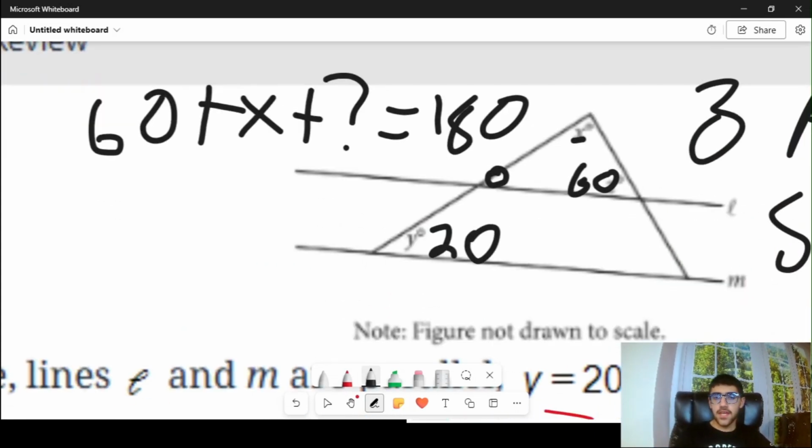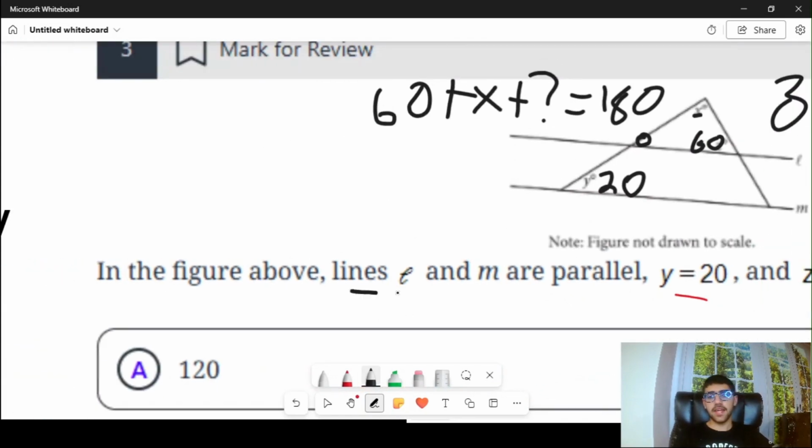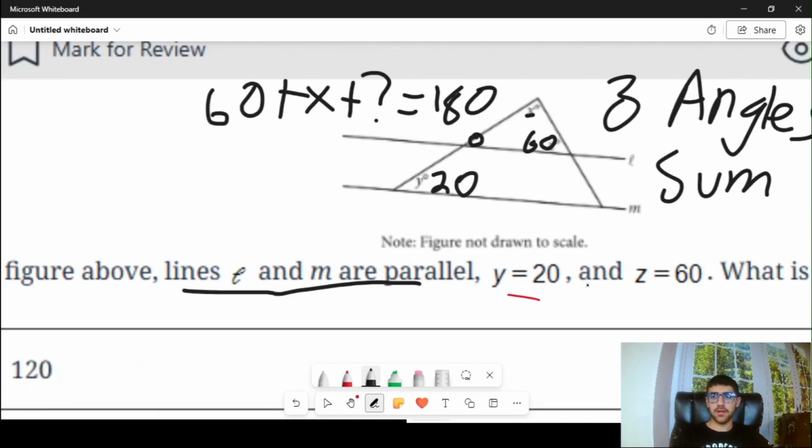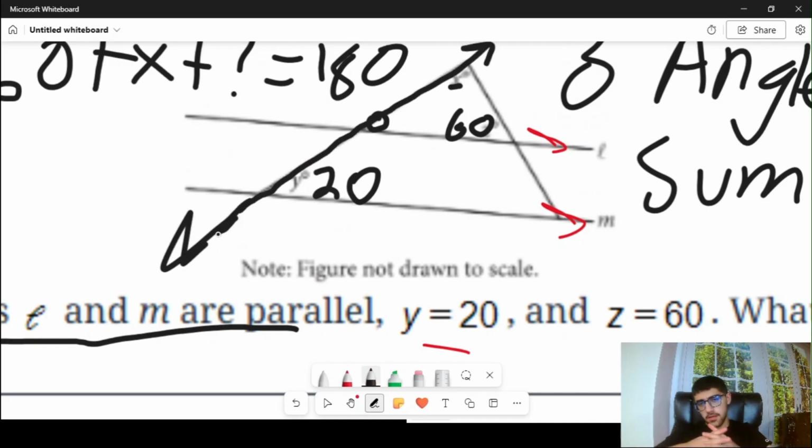So how can I solve for this? Then I look down, I notice that they gave me angle 20. And also I realize they tell me that lines L and M are parallel. So this one, L and M are parallel, and I can see that this one is a transversal. It's cutting through both lines. So then when I look at this, I want to find this angle again.